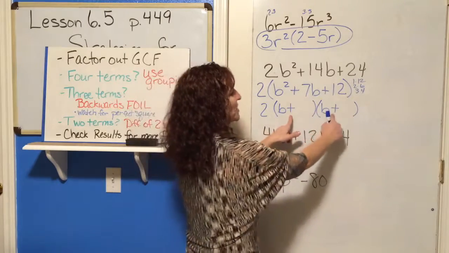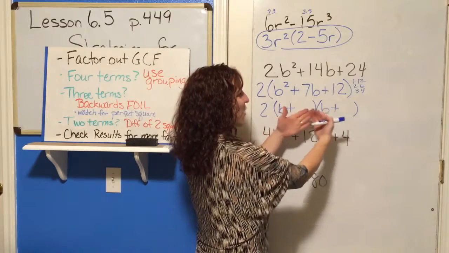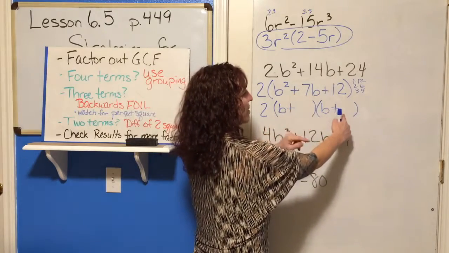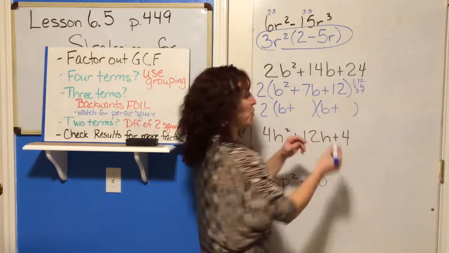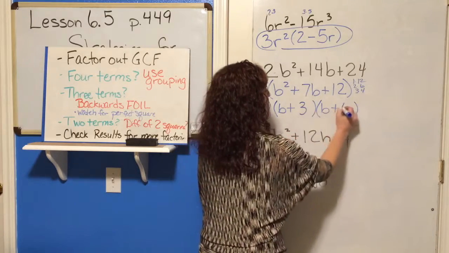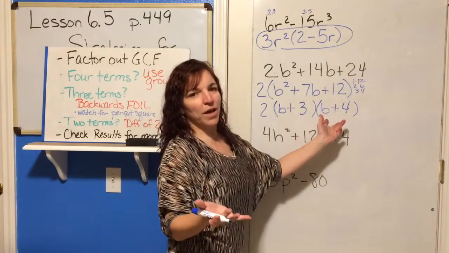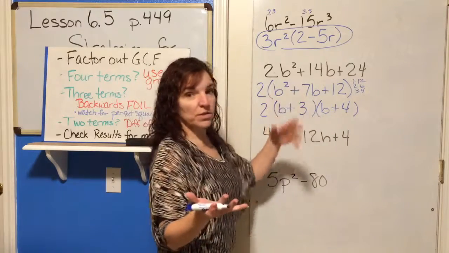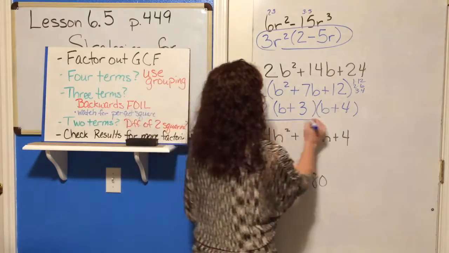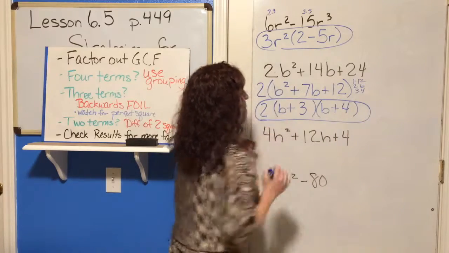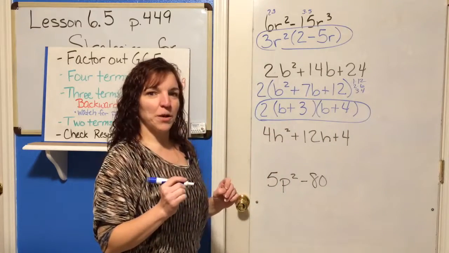And if both signs are positive, I'm going to add together. I'm going to add these 2 numbers to get 7. Oh, so that's 3 and 4. 3 plus 4 is 7. So b plus 3 and b plus 4. And both of these are as far as they'll go. They're not a difference of 2 squares because there's not a difference involved. So 2 times b plus 3 times b plus 4 is your final answer here.